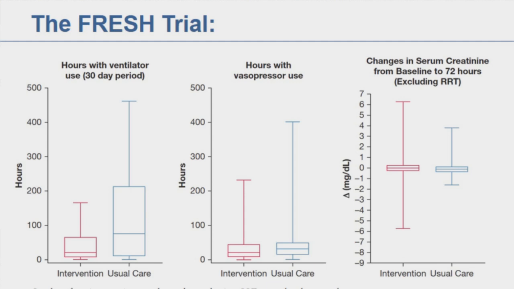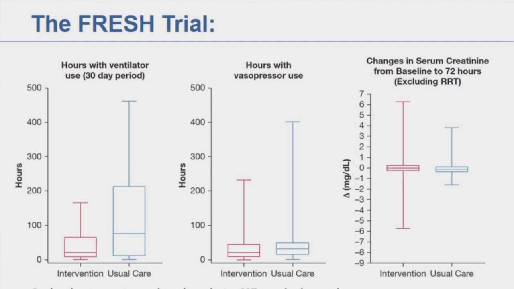All right, now we look at hours on the ventilator, intervention versus usual care. So, of course, you again have some standard deviation, but look at usual care. Many more hours on the ventilator with a much wider standard deviation. Hours with vasopressor, very similar, except much less standard deviation. So in the interventional arm, much less time on vasopressors than the patient in usual care.